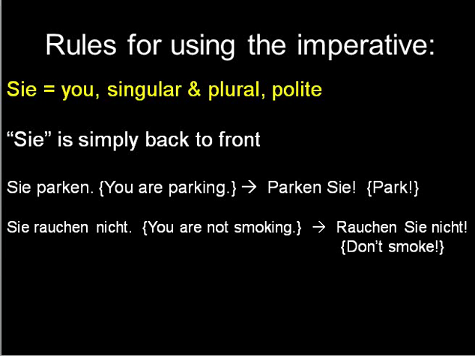Another example, Sie rauchen nicht. So you are not smoking, or you don't smoke. And again, you just swap the verb and the subject around. So instead of Sie rauchen nicht, it's rauchen Sie nicht. So, don't smoke, politely. That's how you say it. And again, you can say that to either one person or two people, more than one person in the plural.